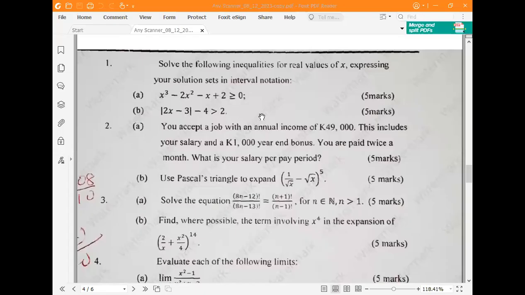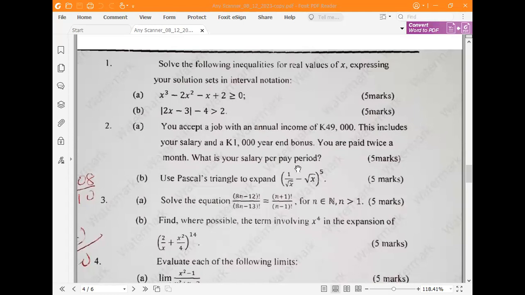Our interest is to have a feel of how questions can be asked. So this is one of the questions that can be asked. Solve the inequalities, that type. Then you accept a job with an annual income of that. This includes your salary and the 1,000 year end bonus. You are paid twice a month. What is your salary per day?